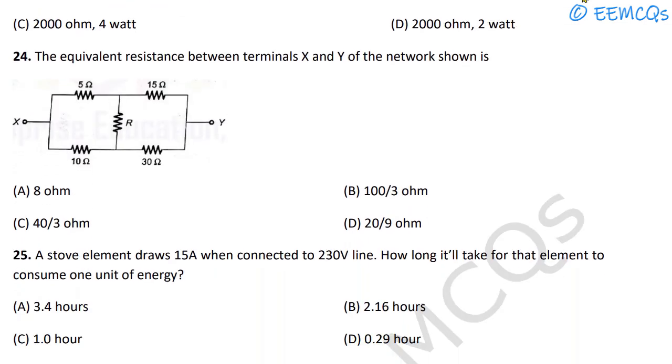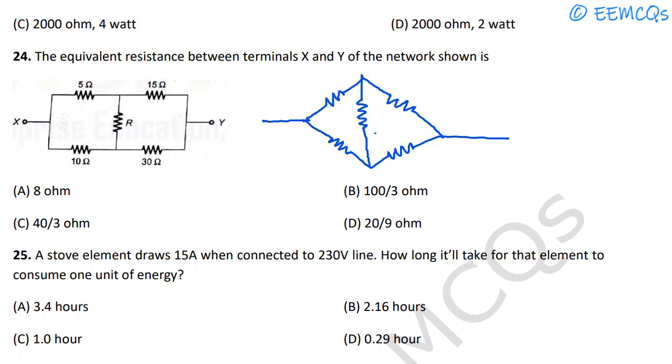Okay. Next question. The equivalent resistance between terminals X and Y of the network shown is, as you can see here, this is a bridge circuit. We can redraw it like this. This is R, the unknown resistance here. This is 5, this is 15, this is 10 and this is 30. Now if we take this as P, this is Q, this is R and this is S.